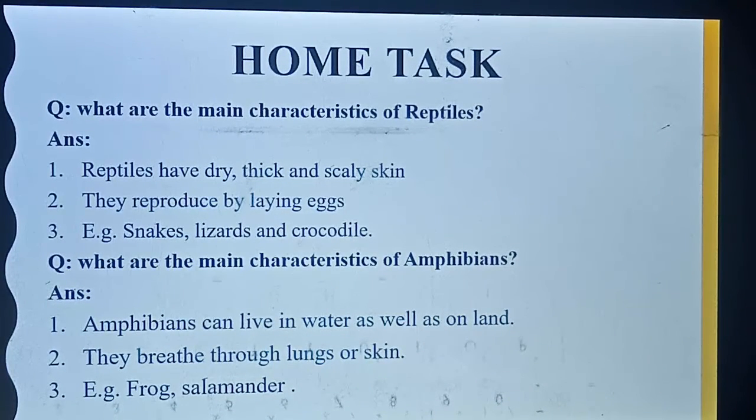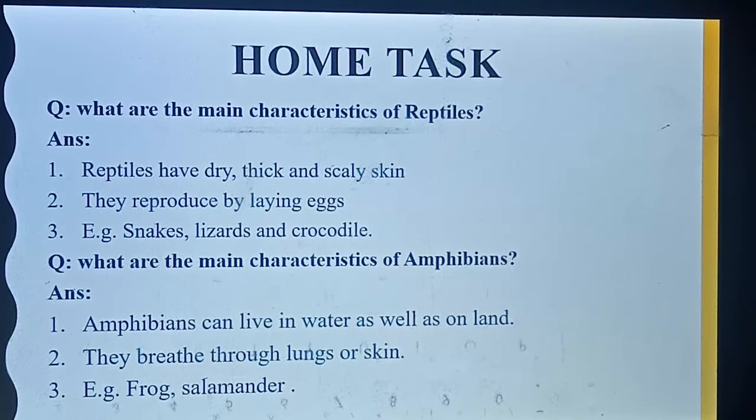Now your home task is here. You can see the two questions. The first is, what are the main characteristics of reptiles? As you know, the reptiles have dry and thick scaly skin and they reproduce by laying eggs. And the examples of the reptiles are snakes, lizards and crocodile.